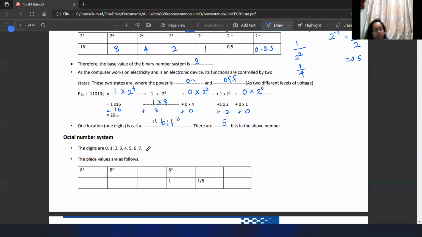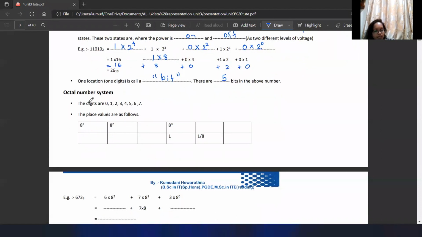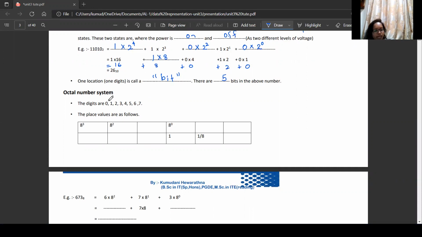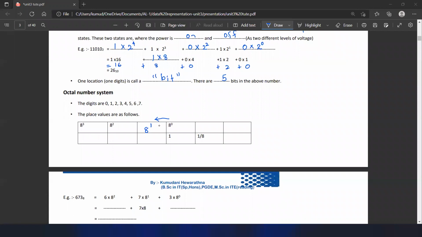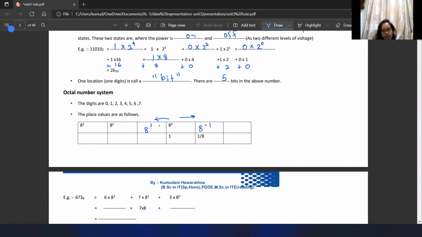Then the octal number system. The digits are 0, 1, 2, 3 up to 7. Altogether 8 symbols there. So just fill this one. Starting from 8 to the power 0. This place is 8 to the power 1. Here, 8 to the power negative 1. 8 to the power negative 2.